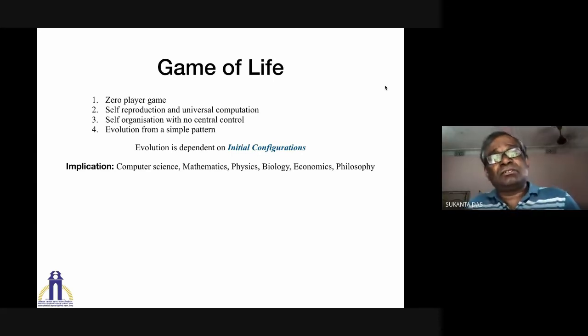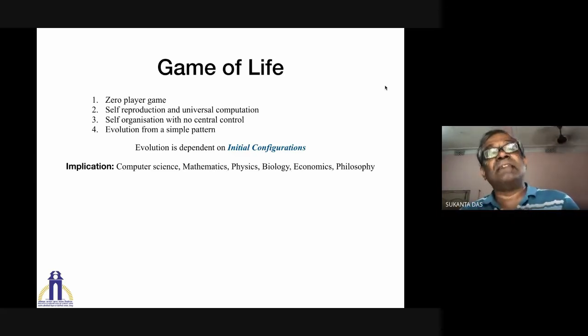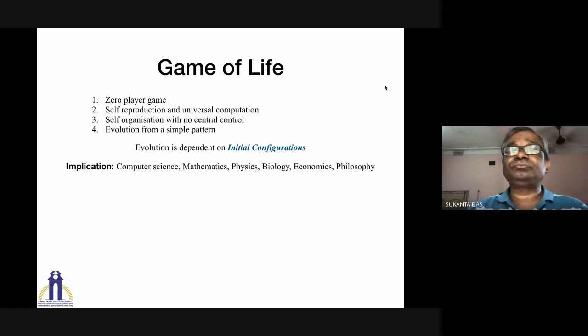And computer scientists, who were thinking that to do computation we need central control, something like a CPU, the central processing unit, got the idea that no, universal computation is possible without such central control. That actually led philosophers to think in a different way, so it has a philosophical implication. Anyway, game of life has a huge implication.